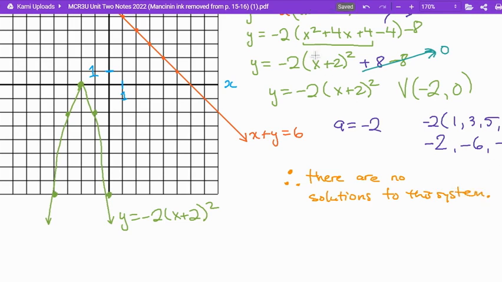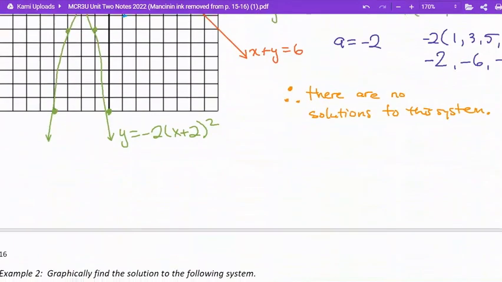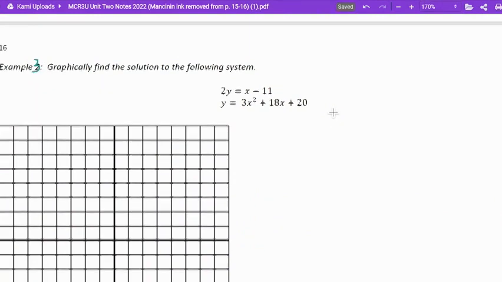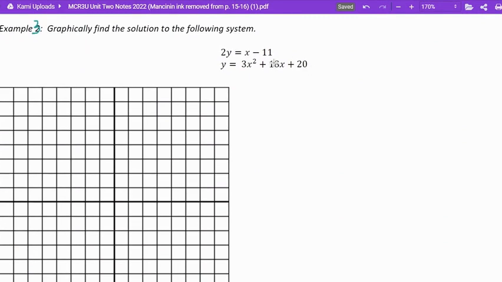Okay, so those are 2 examples thus far. Now it is example 3. All right, so we've got example 3 on page 16. So we again have a linear function and a quadratic function. We know it's a linear function because the exponent of this x is a 1, right? And then if the highest exponent is a 2, like this x squared, that tells us it's a quadratic function.